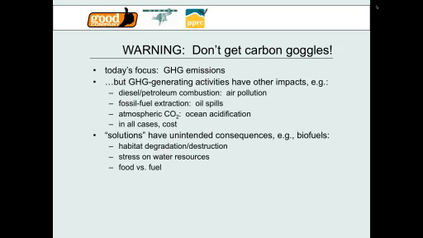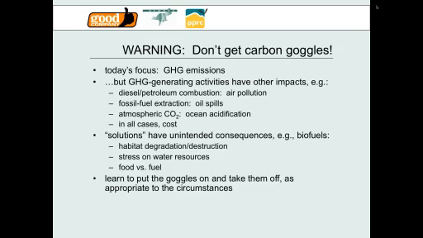So this is important for us to keep in mind, right? We're going to have the carbon goggles on. We want to look at greenhouse gas emissions really keenly and carefully, but we also have to take those goggles off as appropriate to the circumstances. And I encourage you to think about it this way. You can have this relentless focus, be really detailed and careful in quantifying GHG emissions, but at some point along the way, you need to lift those goggles off your face and look at the other impacts associated with the greenhouse gas emitting activities that you're quantifying the effects of.